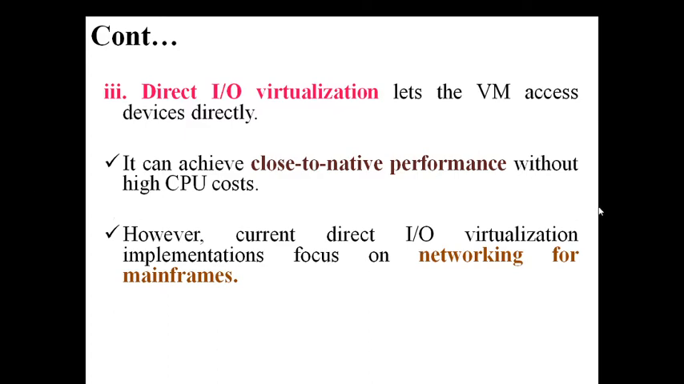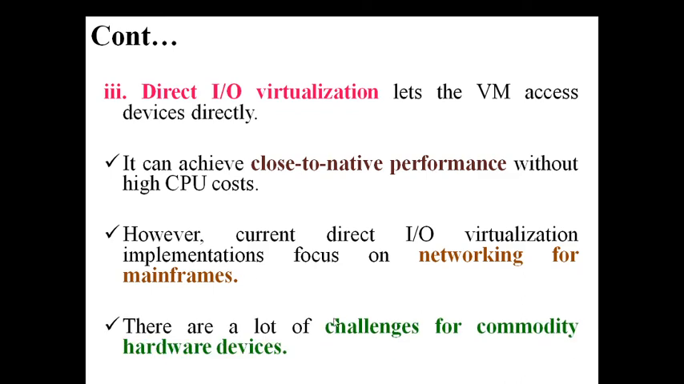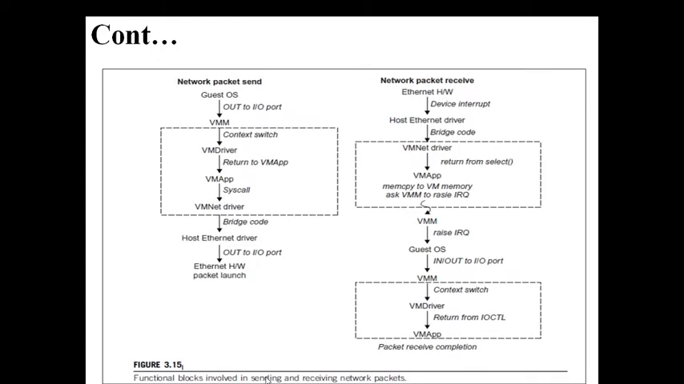However, the current direct IO virtualization implementations focus on networking for mainframes. So there are a lot of challenges for commodity hardware devices. Commodity means the biggest devices. Of course, our device IO software is going to be different from the guest OS device IO software. So in that case, we have to take care of all the transactions, right?